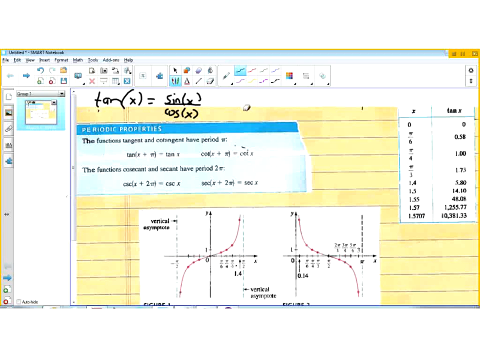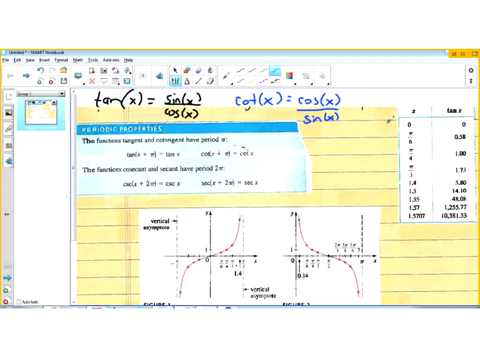Likewise, the cotangent function is the reciprocal of the tan function. So cotangent of x is equal to cosine x divided by sine x.